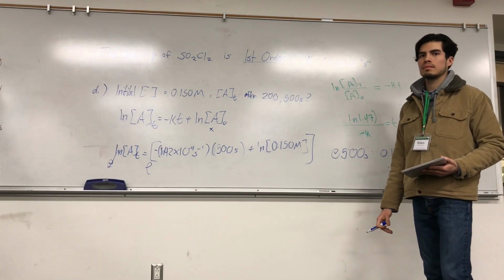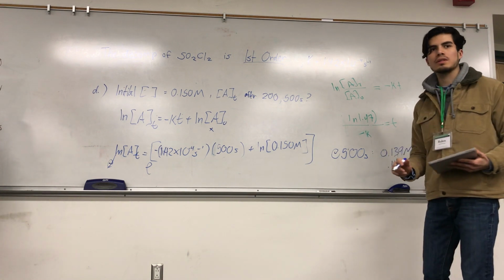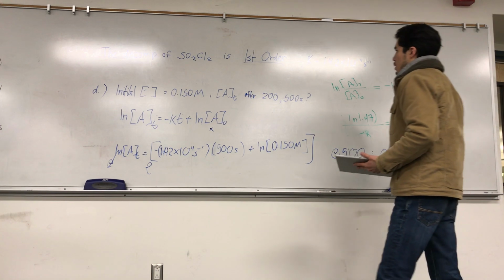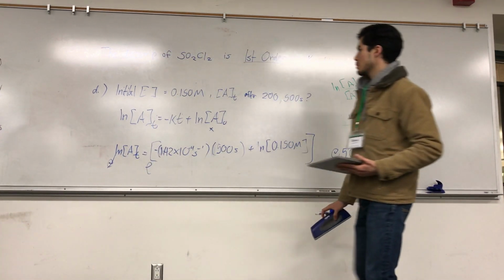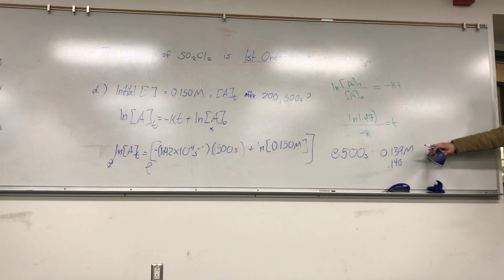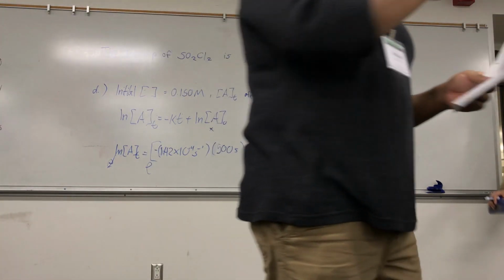What was the answer for the 200 second one? 200 seconds, it was 0.146. If you get an answer around that area, that's pretty good. That's all it means. Can I erase this? 0.146. That's for 200 seconds. If it's really off, that means you probably inputted something wrong.